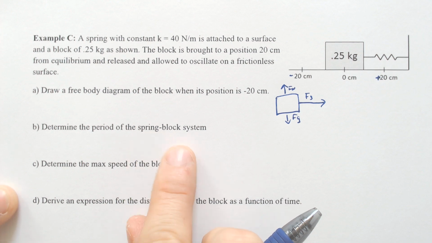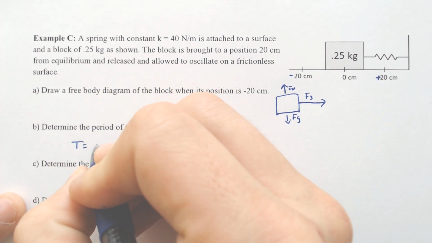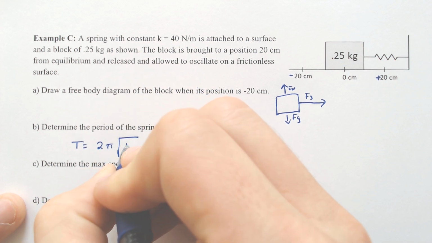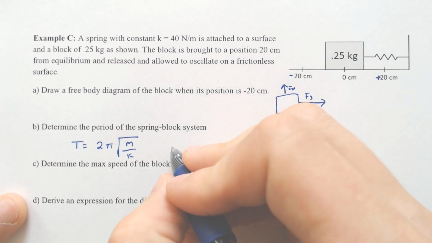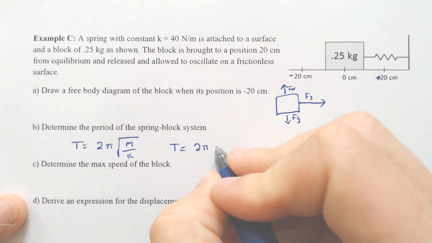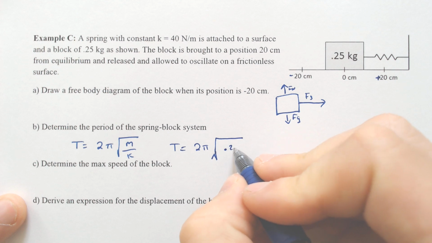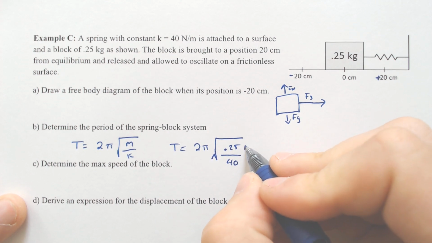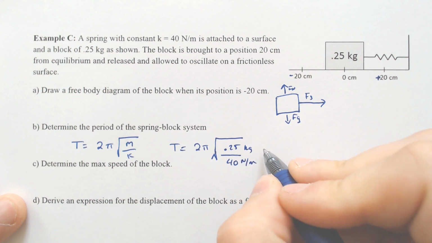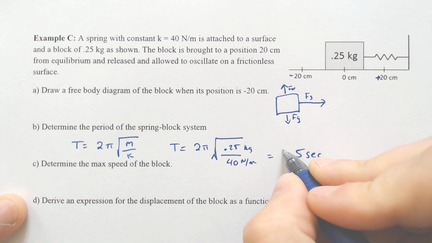Determine the period of the spring block system. Well, the period of the spring block system would be equal to T is equal to 2 pi square root of m over the spring constant. Do we know the spring constant? We do. Do we know the mass? We do. Well, I guess this is pretty easy then. It would be 2 pi times the square root of the mass, which is 0.25, divided by the spring constant, which is 40 newtons per meter. And then if you do that calculation, you get 0.5 seconds.